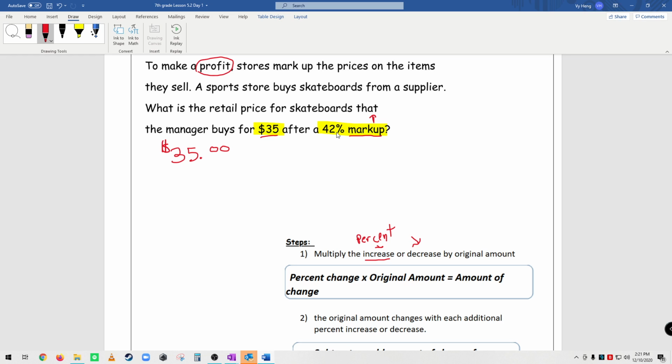And then it says it has a 42% markup. So we got to figure out, how does that look? What is 42% of $35? We have the percent change, but we want the amount of change first, before we can figure out the new price or how much profit they made. So we're going to add, I'm sorry, we're not going to add. We're going to multiply.